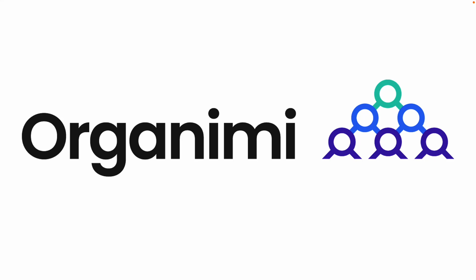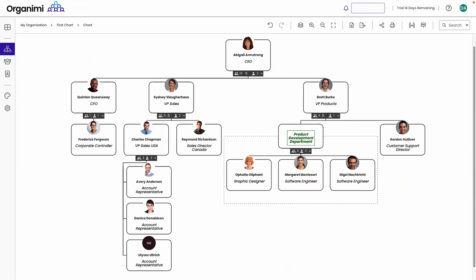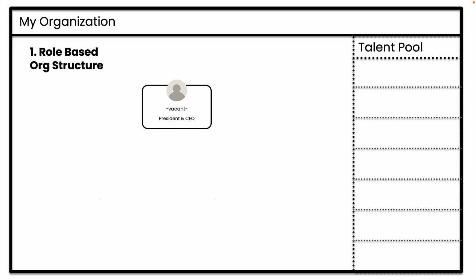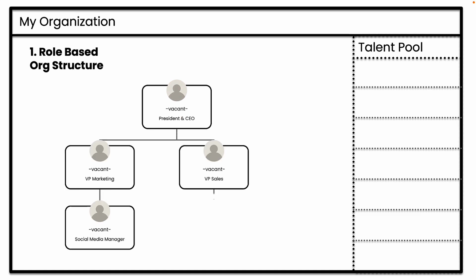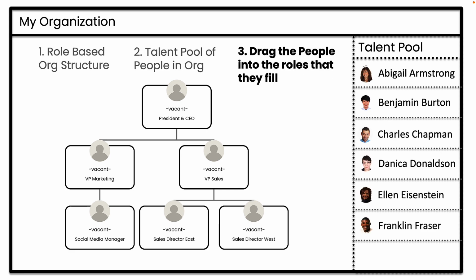Welcome to Organimi. In the next few minutes, I'm going to show you how to turn this static hand-drawn org chart into a dynamic Organimi chart like this. It's a simple three-step process. 1. Create the hierarchy of roles. 2. Add the people to the talent pool for the organization. And 3. Drag the people into the roles that they fill.